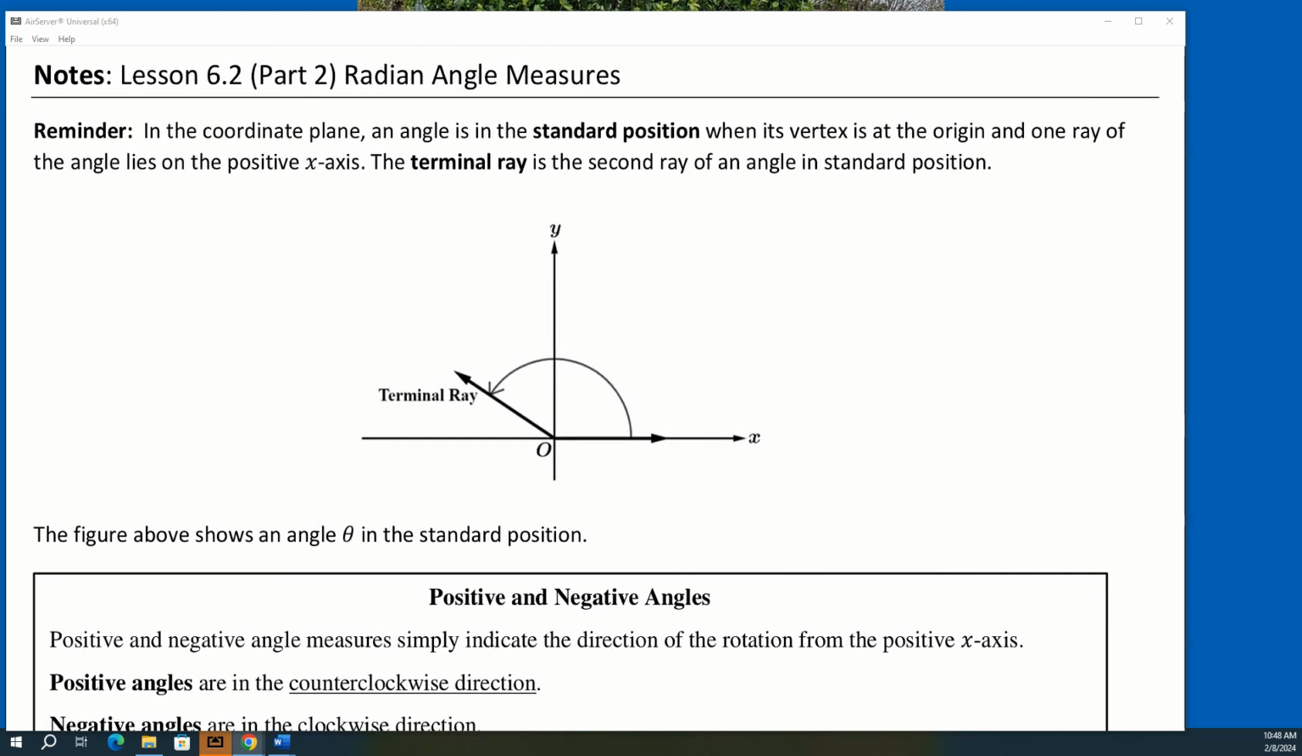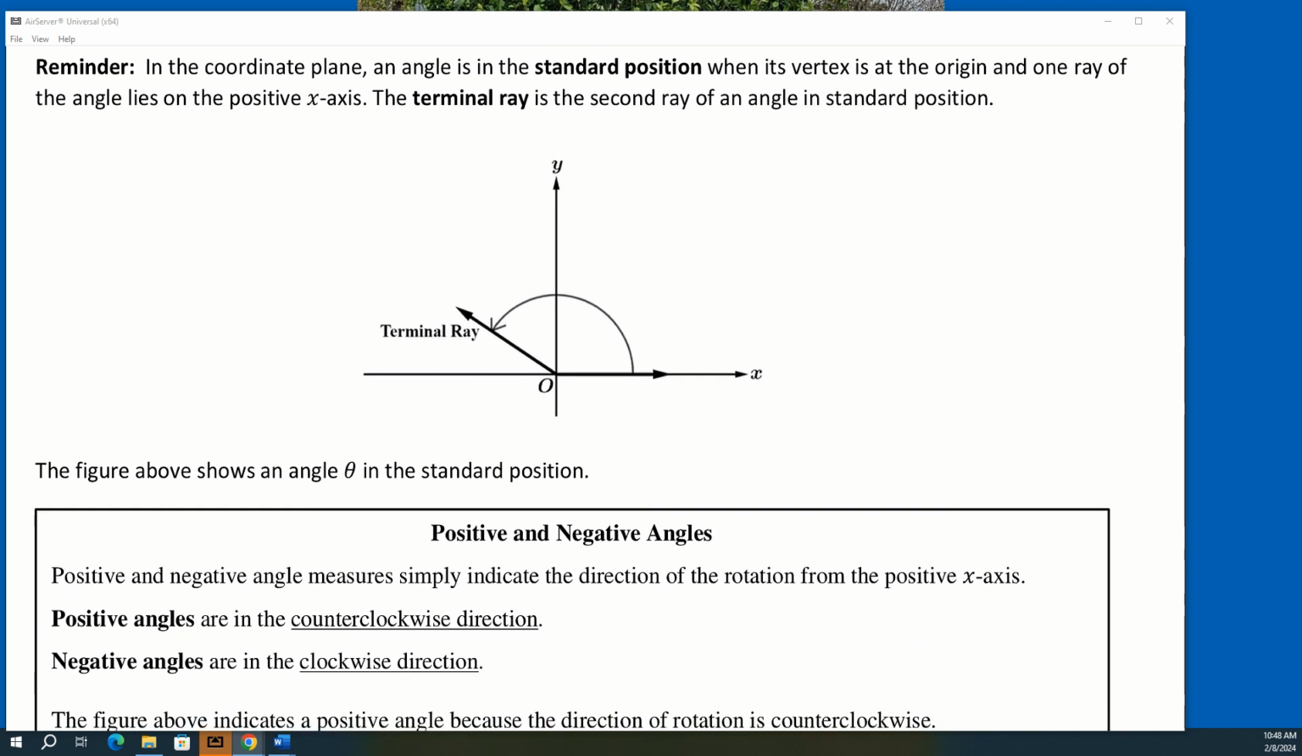In geometry, I would say maybe all of the angles that you worked with were in degrees. And in Algebra 2, you learned some things about radians, but I still think you might have gone back and forth. We're mostly going to talk about angle measurement in radians.